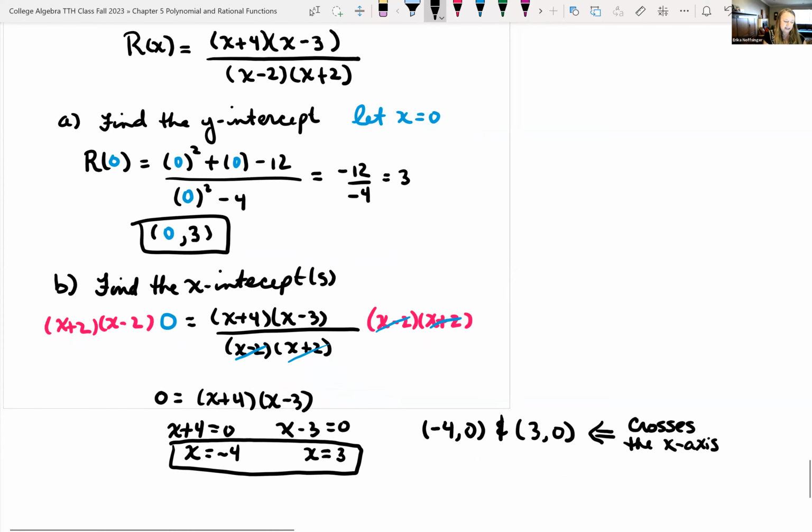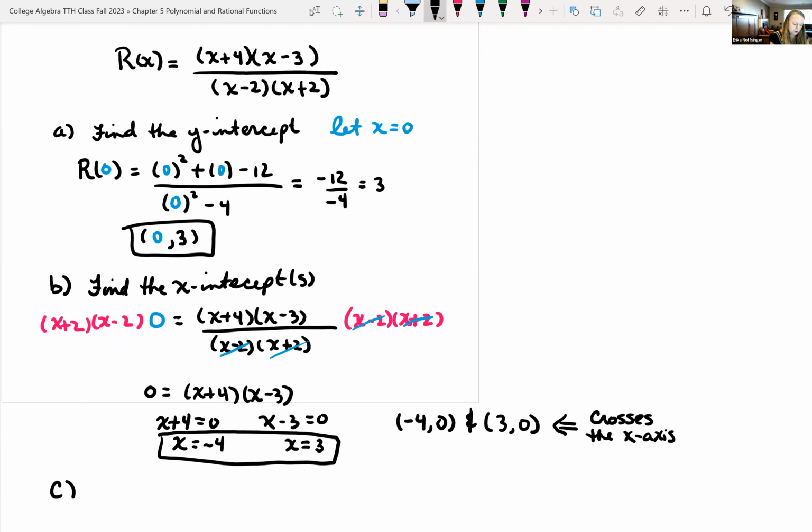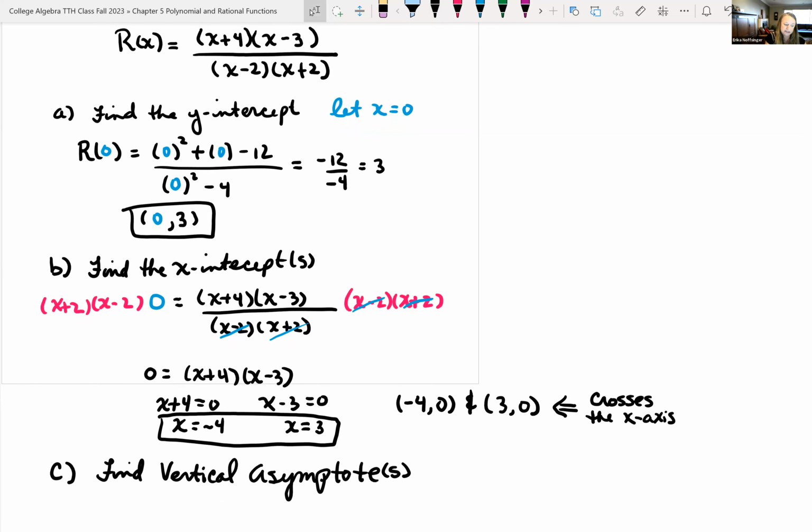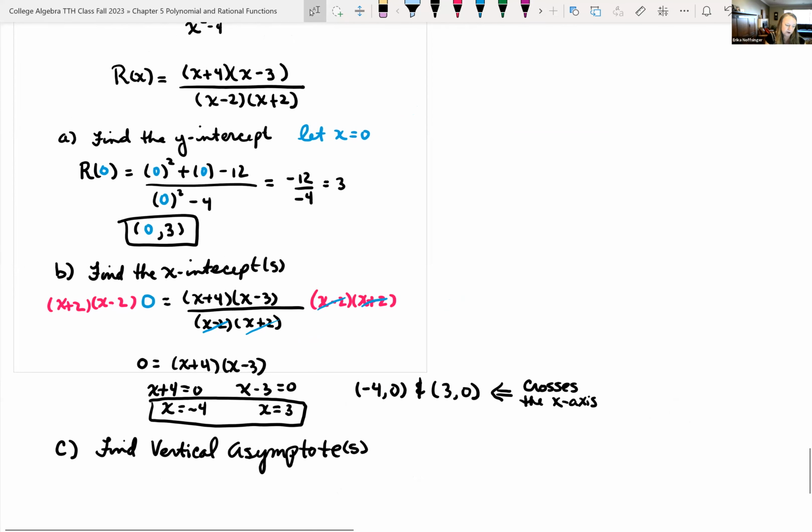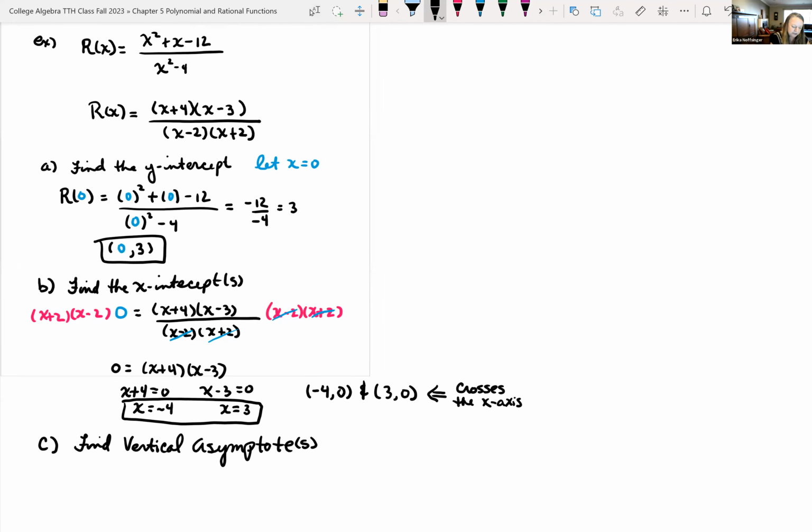We want to find any asymptotes. So let's find our vertical asymptotes, if they exist. We already factored both the numerator and denominator, and we didn't have any common factors. So we're looking at what sets our denominator equal to 0, and those are our vertical asymptotes. x minus 2 is equal to 0 at x equals 2, so we have a vertical asymptote at x equals 2.